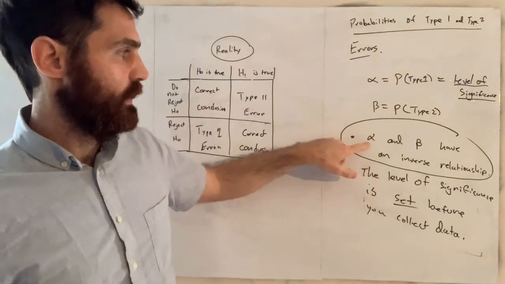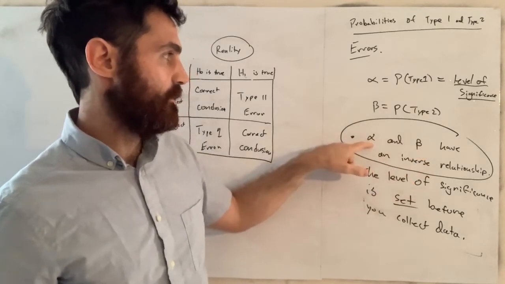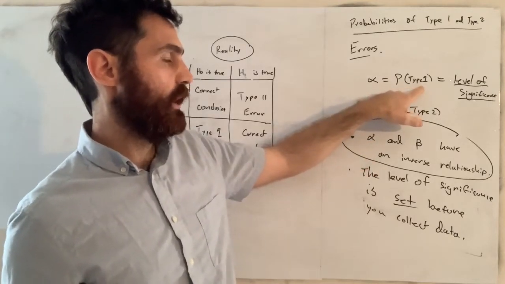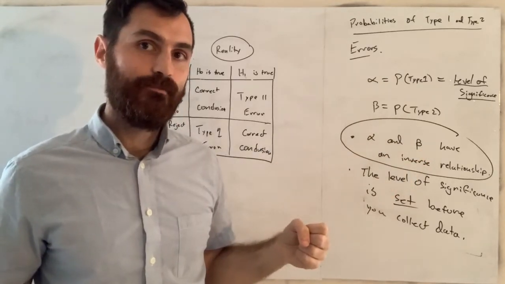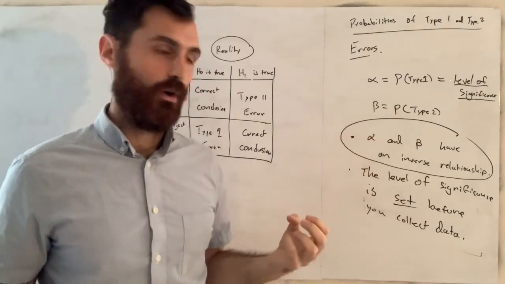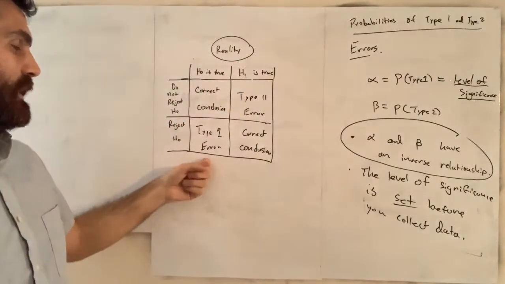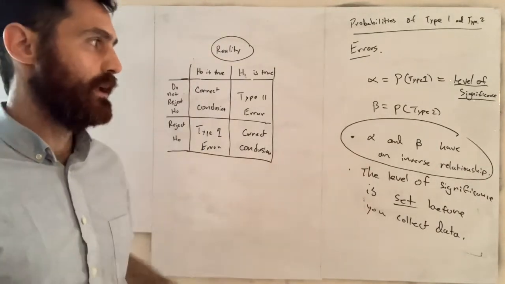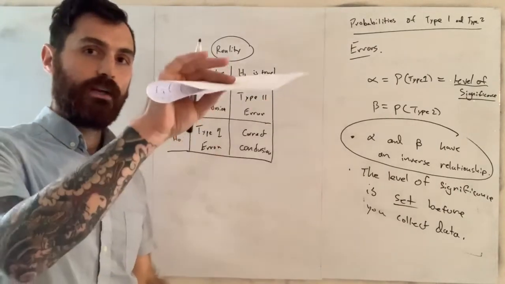If alpha is going to go down, if you want the probability of making a type 1 error to go down, then beta is going to have to go up a little bit. And if beta goes down, then alpha is also going to have to go up. Again, if you make it easy to convict someone, you're going to get a higher chance of having a type 1 error. So think about it in those terms. That's what we mean by having an inverse relationship. One goes up, the other one goes down. One goes down, the other one goes up.